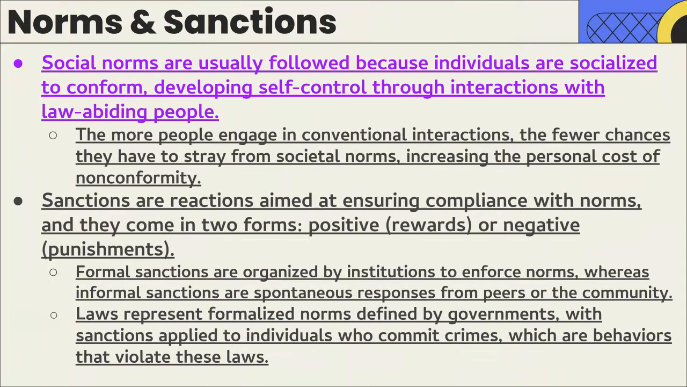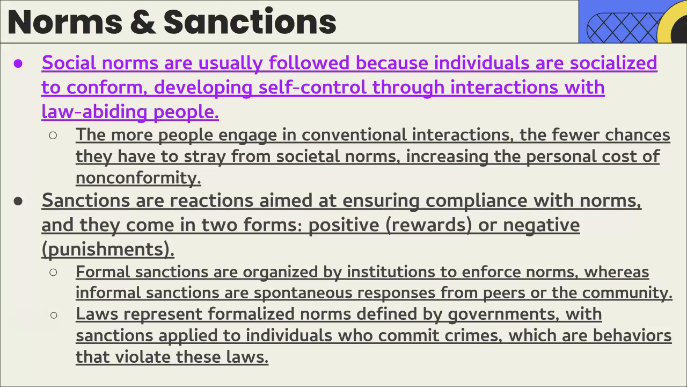Right, so we most often follow social norms because, as a result of socialization, we are used to doing so. Individuals become committed to social norms through interactions with people who obey the law. Through these interactions, we learn self-control, and the more numerous these interactions, the fewer opportunities we're going to have to deviate from conventional norms. Over time, the longer we interact in conventional ways, the more we stand to lose by not conforming.